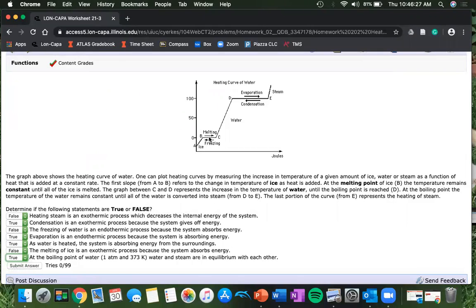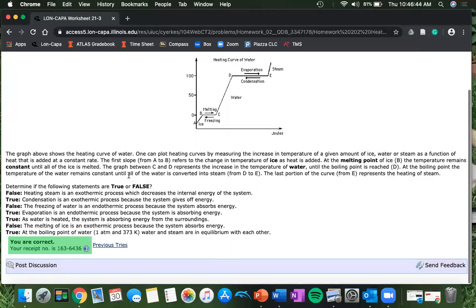At any point where we're horizontal on this graph, we're in between phases, and those phases are said to be in equilibrium with one another. So at the line segment BC and the line segment DE, these would both have their phases in equilibrium. And then we're done.